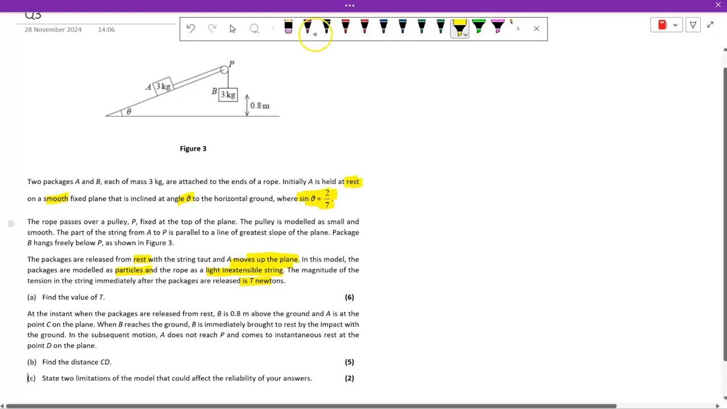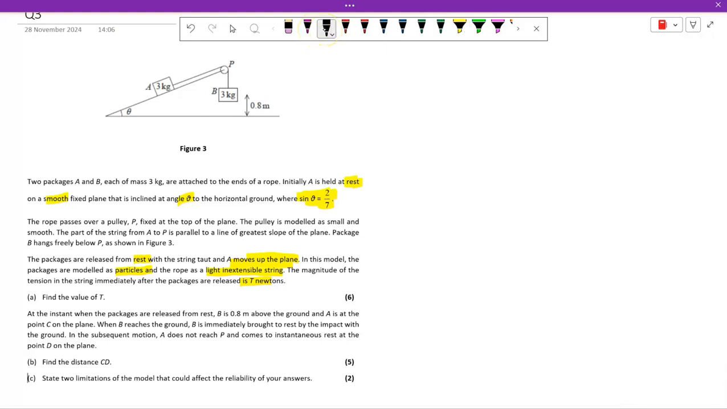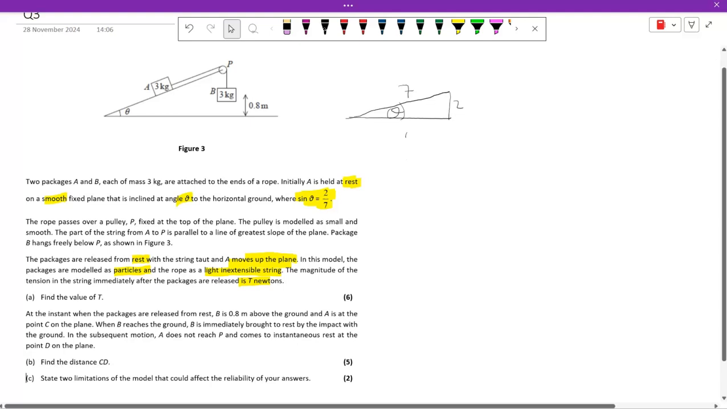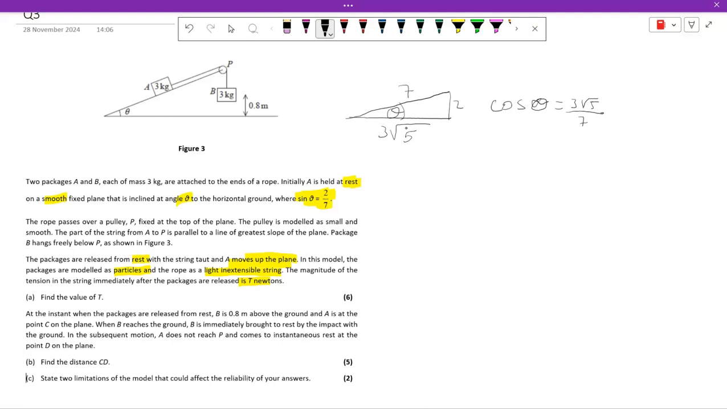Right. First of all, let's quickly sort the sine theta out. So sine theta is 2/7, so let's draw theta, opposite, hypotenuse. And so we've got here 49 minus 4, root 45, which is 3 root 5. And so we can say quickly that cos theta is adjacent, 3 root 5, over hypotenuse 7. So we've sorted the angle out. We already know that sine theta is 2/7, and we never really need tan.